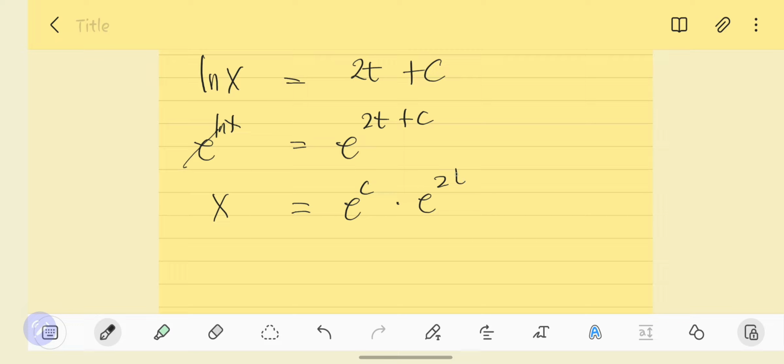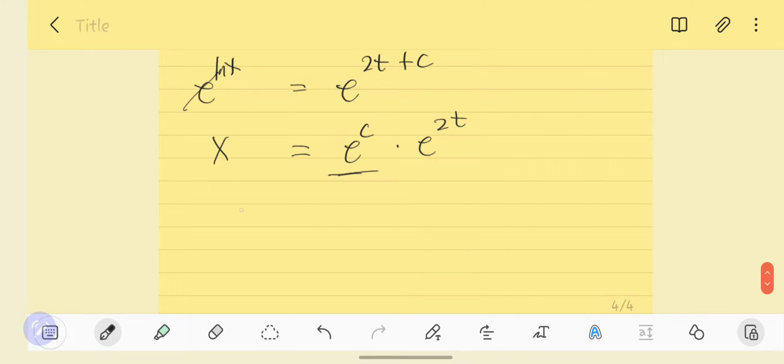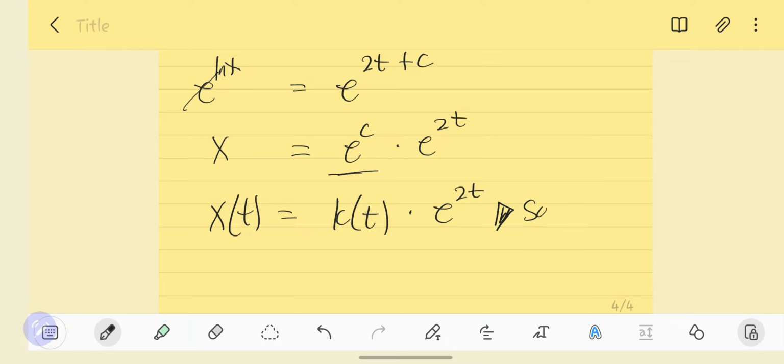Now this cancels, and x is equal to e to the c times e to the 2t. Now we let this vary, so x of t is equal to k of t times e to the 2t. Now this is your solution to our homogeneous equation.